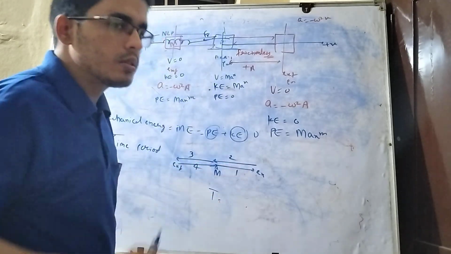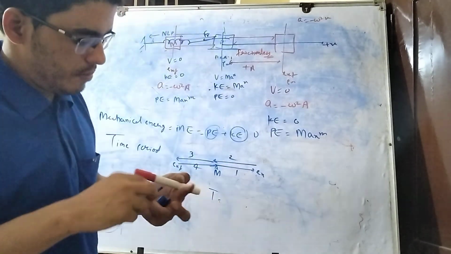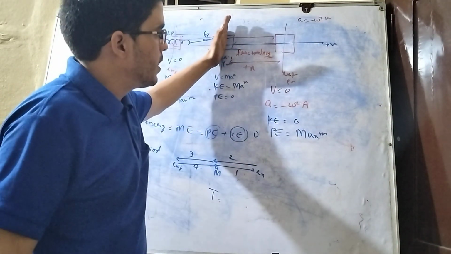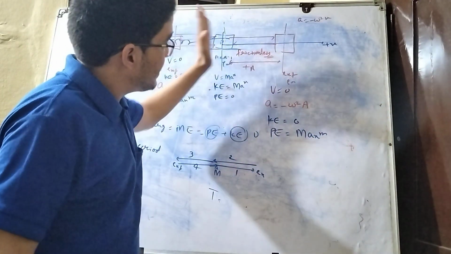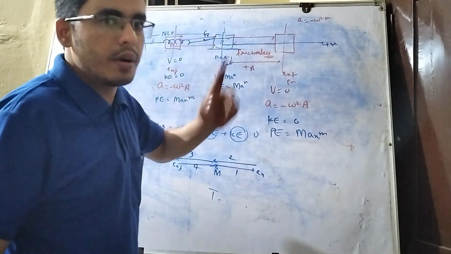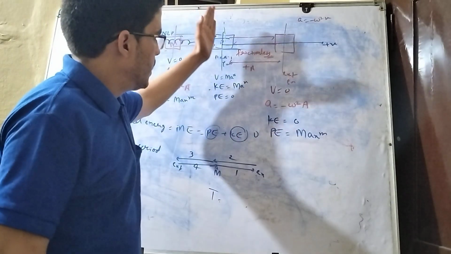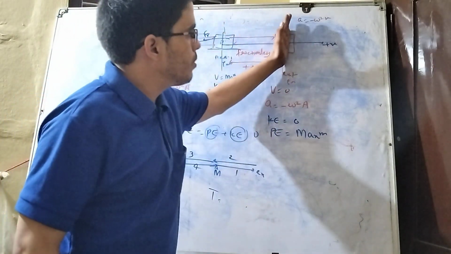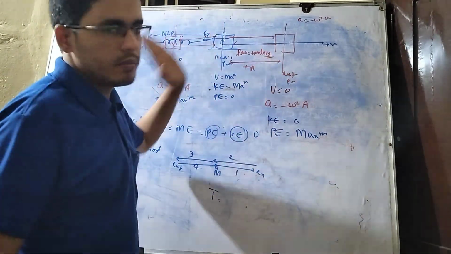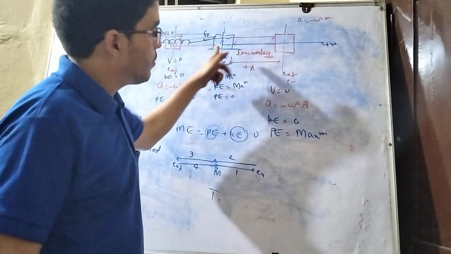One complete oscillation. So what is the meaning of complete oscillation? See, that is the mean. If further it will come toward its mean, then it is called one complete oscillation. That is the mean, so it is going further, further, further. Then it is called one complete oscillation.